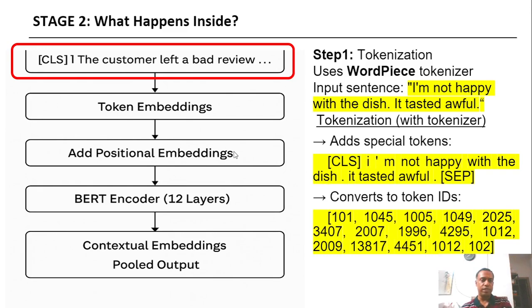If you have a sentence, it goes into the tokenization phase. Let's say you have a sentence like this: I'm not happy with the dish, it tastes awful. It is initially tokenized, and special tokens are added. CLS is the classification token, SEP is the separator token. After this, it is converted into token IDs, essentially a list of integers. So the first step here in stage 2 is tokenization, where you have special tokens and then conversion into token IDs. Now let's move into BERT embeddings.